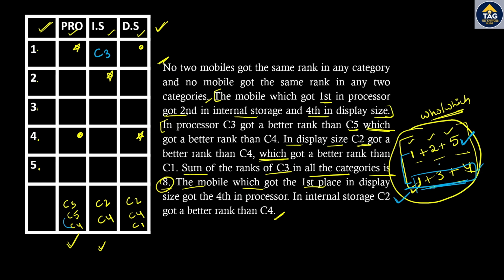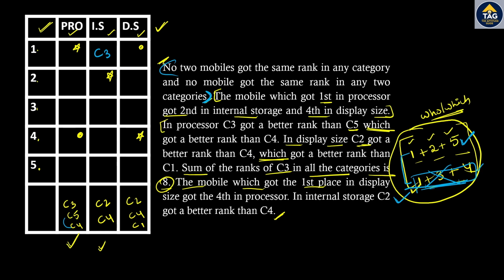1, 3, and 4. If C3 gets fourth in processor, C3 has to get first in display size, as these two are the same. But it's not possible, as C3 has got first rank earlier in one of the entities, that cannot get the same rank in any of the remaining two categories based on this information. So C3 cannot get first rank in display size. So C3 cannot get fourth rank in processor. In the same way, C3 cannot get fourth rank in display size. So there is no possibility for C3 getting fourth rank.